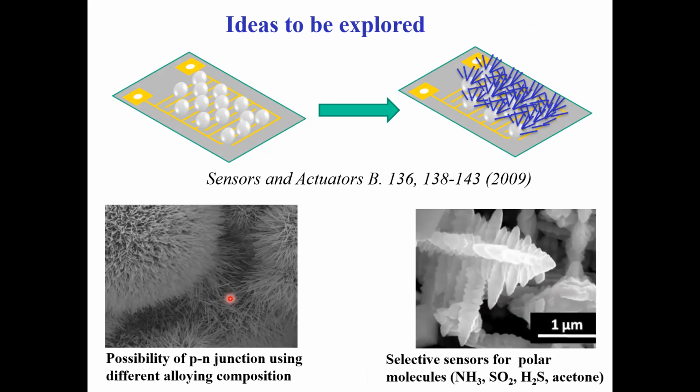And the other idea that we talked about before is that the barium titanate that we create by converting one-dimensional TiO2 in a hydrothermal environment to barium titanate, this dendritic morphology, this kind of structure can be used for selective detection of polar molecules like ammonia and SO2 and hydrogen sulfide and acetone compared to non-polar molecules.